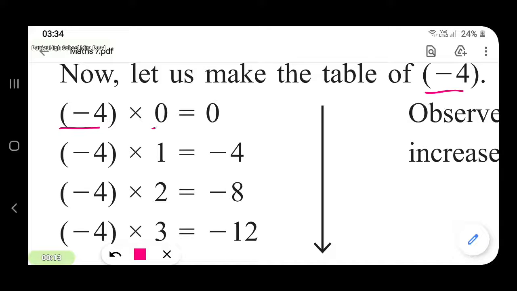Minus 4 multiplied by 0 is 0. Anything multiplied by 0 will be 0. Minus 4 multiplied by 1 is minus 4. Minus 4 multiplied by 2 is minus 8. And minus 4 multiplied by 3 will be minus 12.